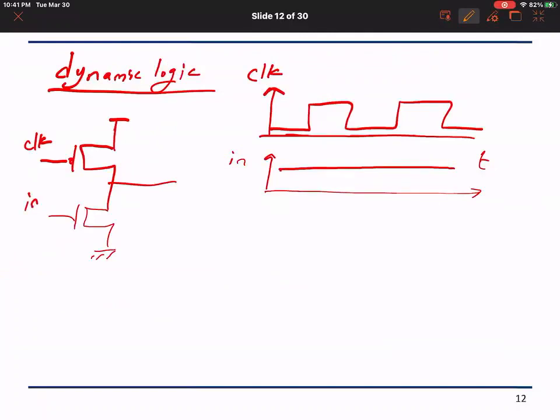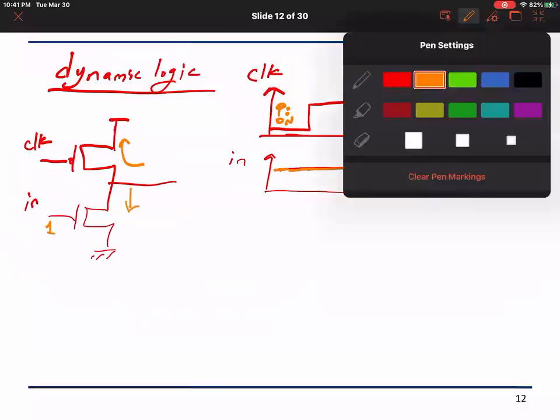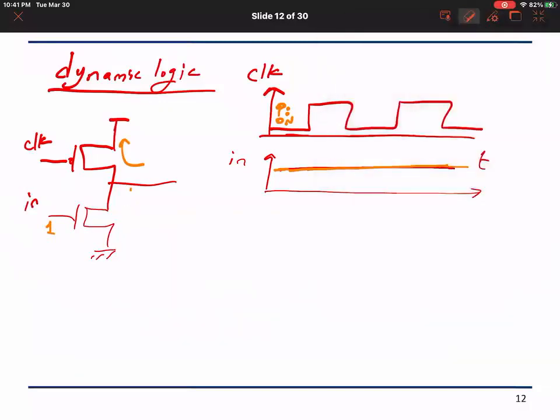Now, two things. How do I guarantee that the input is not always high? And what if it were a primary input which was always high? So we know clearly that when the clock is low, the PMOS will be on, and so it's charging the output. Now if the input is also 1, it's going to try to pull it down, so there will be a contention. So this is typically resolved by adding a footer transistor to the NMOS block, which is also connected to the clock.